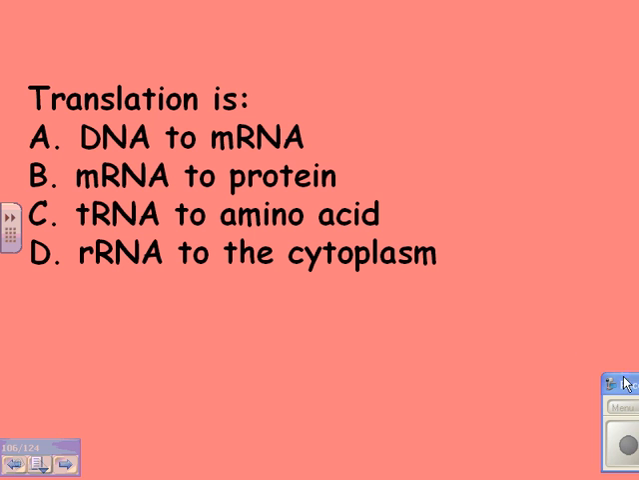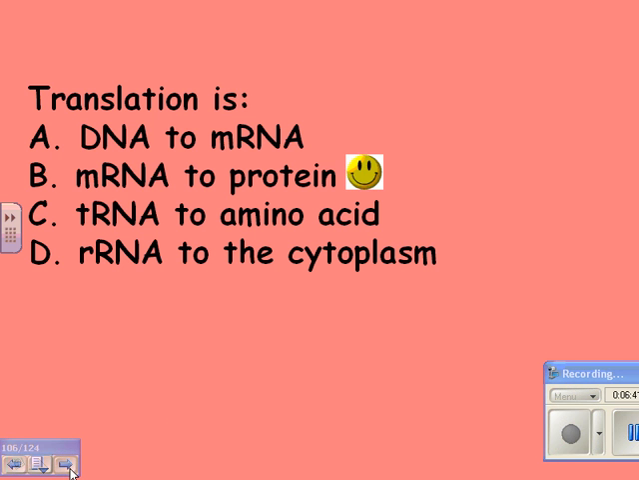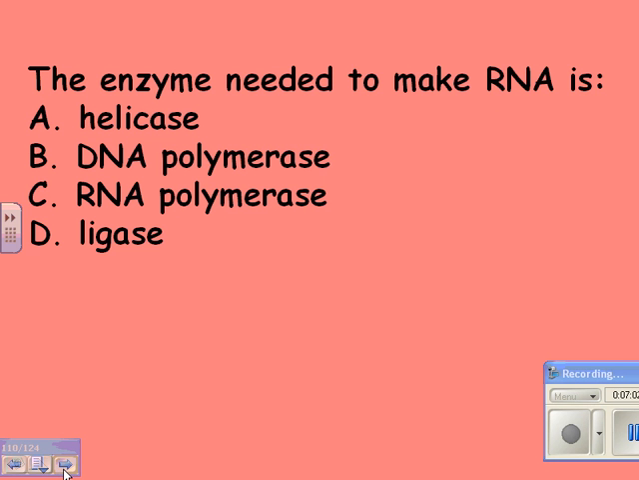So let's do a little bit of quiz time. Translation, that's going to a new language, so that's going to proteins, RNA to proteins. Transcription, that one even I can do, that's DNA to RNA, same language. Making mRNA occurs, so you make mRNA from DNA, so that has to happen in the nucleus so the DNA can stay protected. Making proteins happens out in the ribosomes, which is in the cytoplasm. The enzyme needed to make RNA is RNA polymerase.